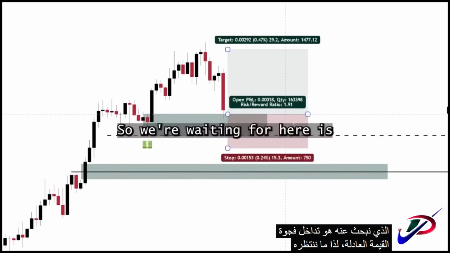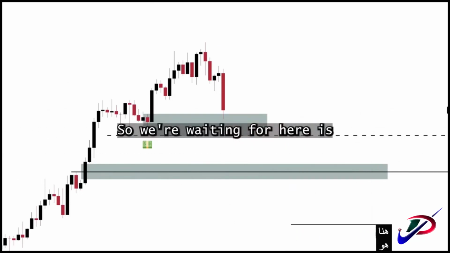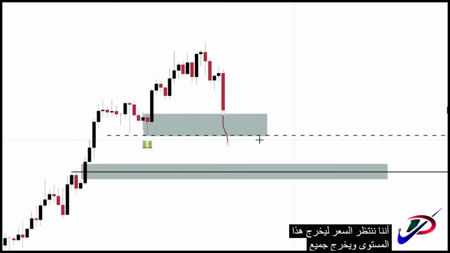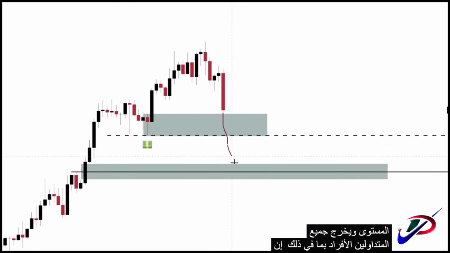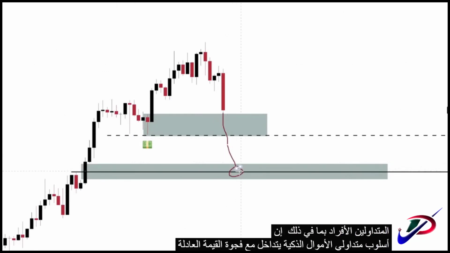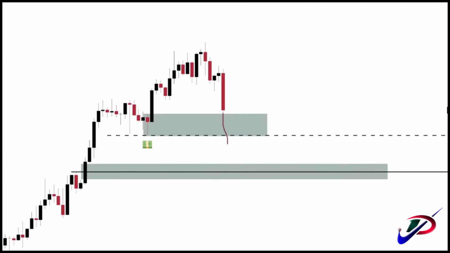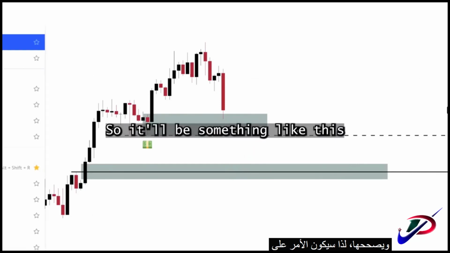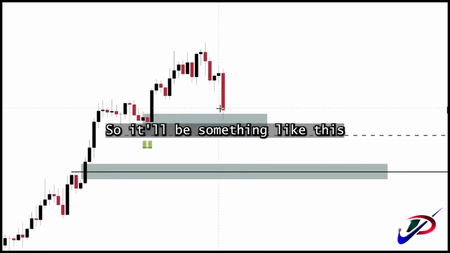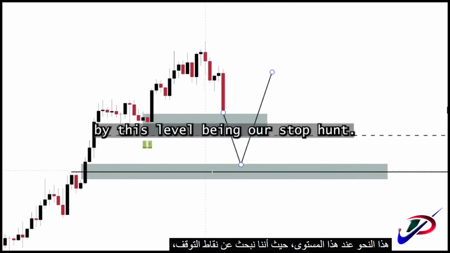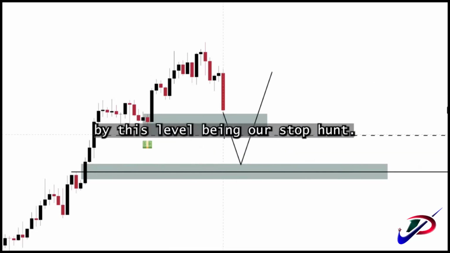So what we're waiting for here is for price to take this level out and take out all the retail traders, including the smart money traders, approach our overlap fair value gap and retrace. So it'll be something like this, by this level being our stop hunt.